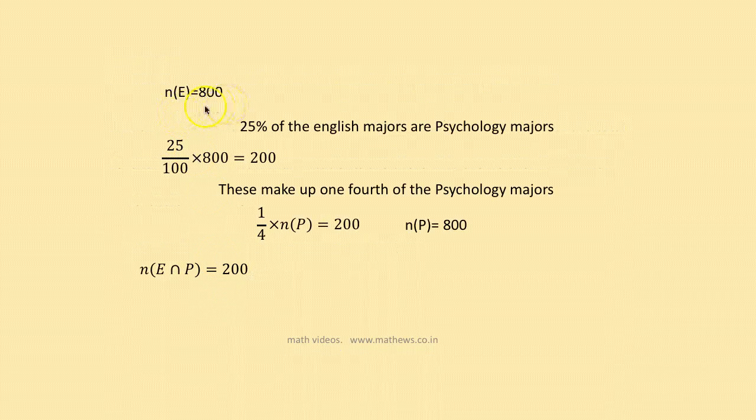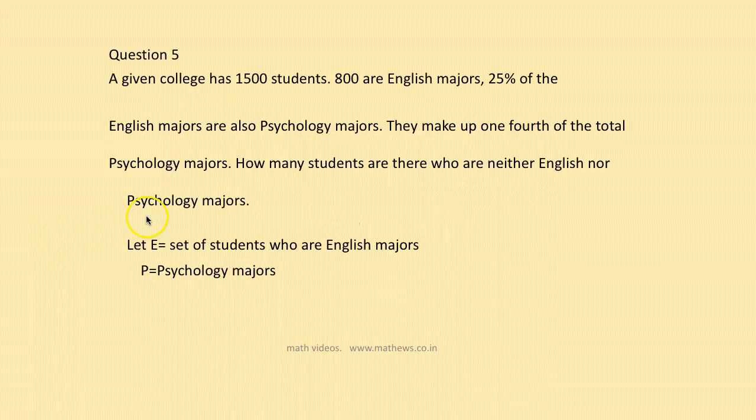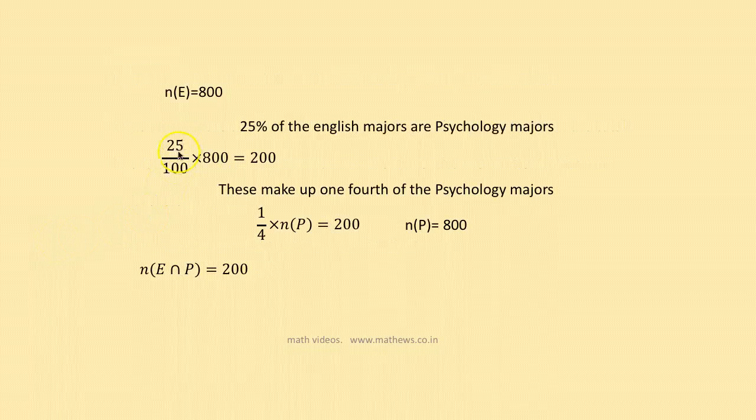Now you are given the number of students who are English majors is 800. So NE is 800. Now 25% of the English majors are also psychology majors. So 25% of 800 is 200. These make up 1/4 of the psychology majors. So 1/4 of the number of psychology majors is 200, which implies that number of psychology majors is 800. Now we are given that the number of elements who are English and psychology majors is 200 by this clause.